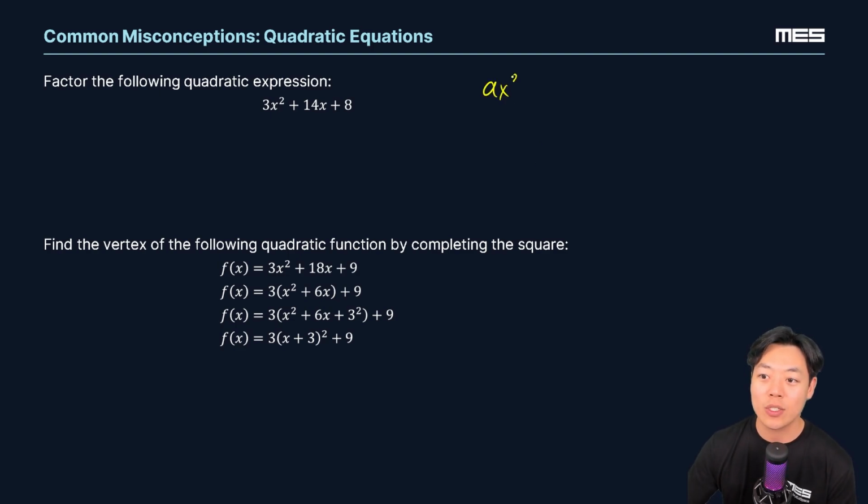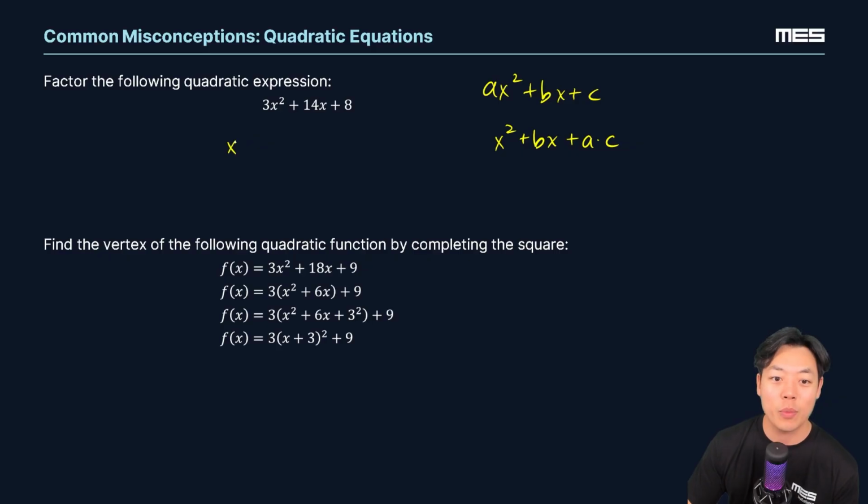If we have ax squared plus bx plus c, what the AC method says is that we can create x squared plus bx plus a times c, and then factor from there. So here we'll have x squared plus 14x plus 3 times 8, which is 24, factor from here. So now we have x plus 12 times x plus 2.